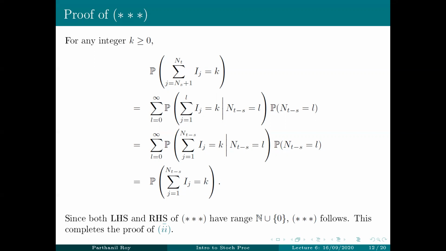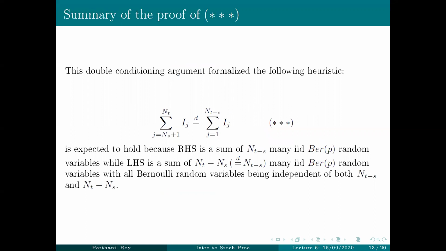So if we summarize what we have done, it is precisely the idea behind why it should hold, why you should expect it to hold. This double conditioning argument essentially formalized the following heuristic, as I have said already. The left-hand side of star, star, star is a sum of N(t) minus N(s) many Bernoulli(p) random variables, whereas the right-hand side of star, star, star is a sum of N(t minus s) many Bernoulli(p) random variables.